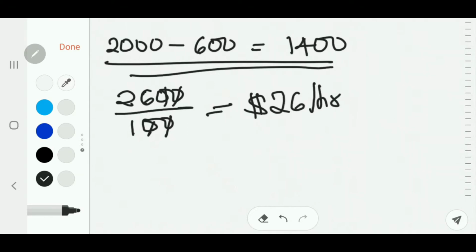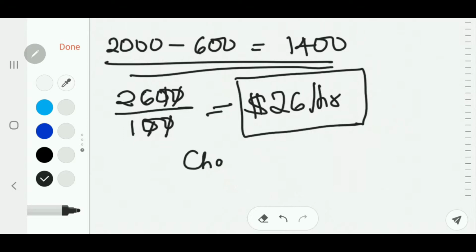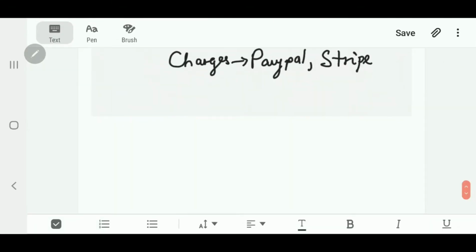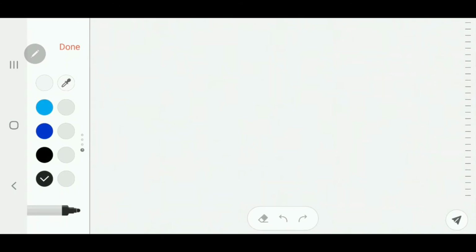Now, there's something that most virtual assistants forget to factor in when they are calculating their hourly rate, and that is charges. So when you use tools like PayPal and Stripe, they charge you for receiving money from your clients. A lot of people usually complain that the charges are too much, but this is something I want you to get used to because you are now a business owner.